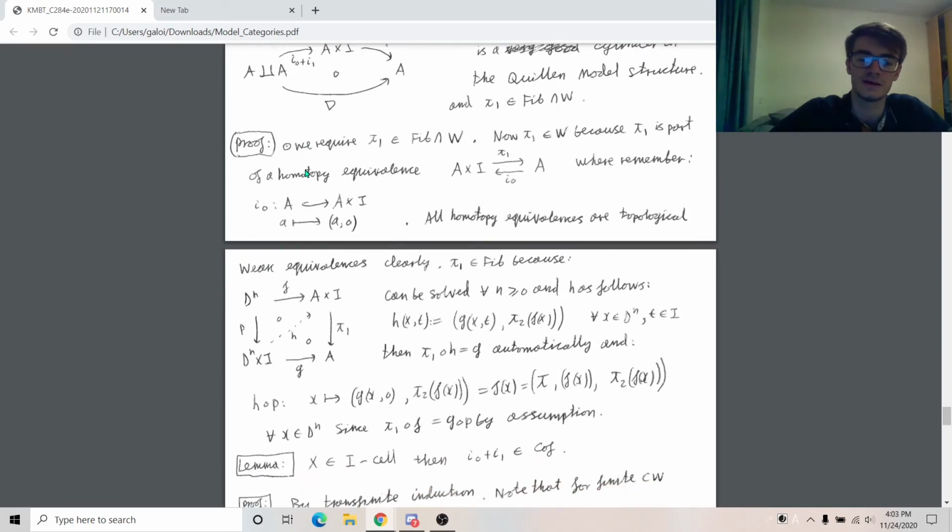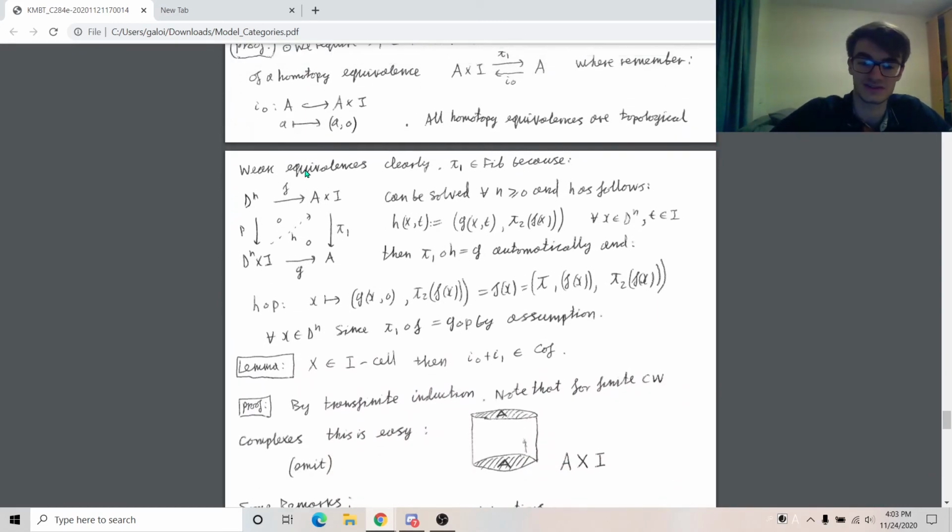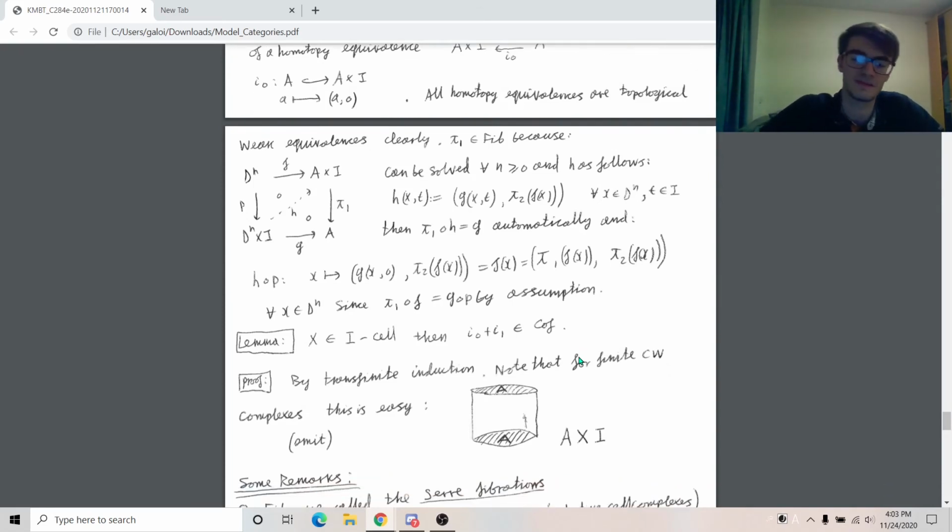So we need to use the next lemma, which is: if X is a relative CW complex, then the map I0 plus I1 is a cofibration, and the standard cylinder object is a very good cylinder. And the idea is to use transfinite induction, because note you might prove this in topology. If you have a product of finite CW complexes, it's again a finite CW complex. You use this sort of prism construction. And the same idea applies here.